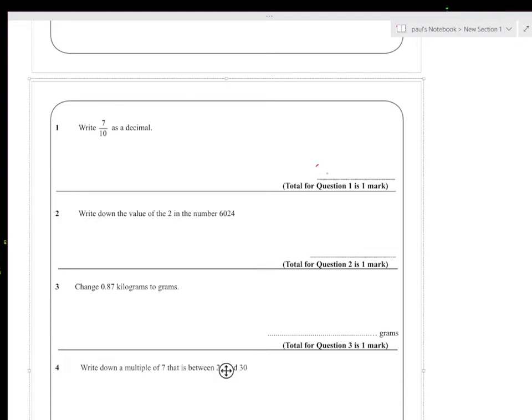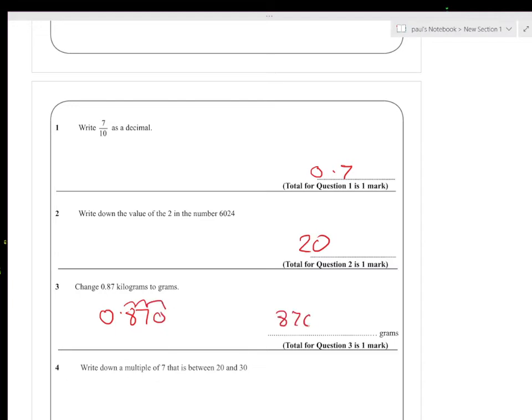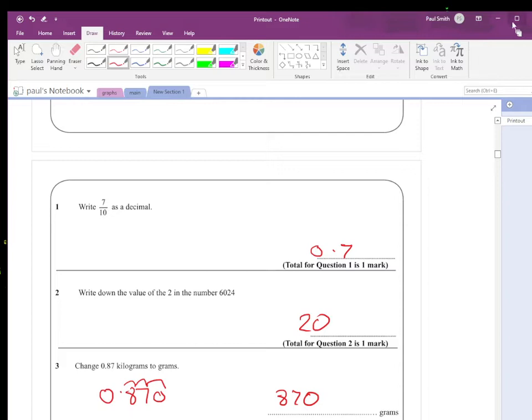There we go. Ready. So 7/10 is a decimal, so it's just 7 divided by 10. So it's 0.7. Write down the value of 2, and the decimal number is 20. 0.87 into grams, so we're going to multiply by 1,000, so we're going to go 1, 2, 3, so it's 870 grams. That's all right. Hang on, get this right.